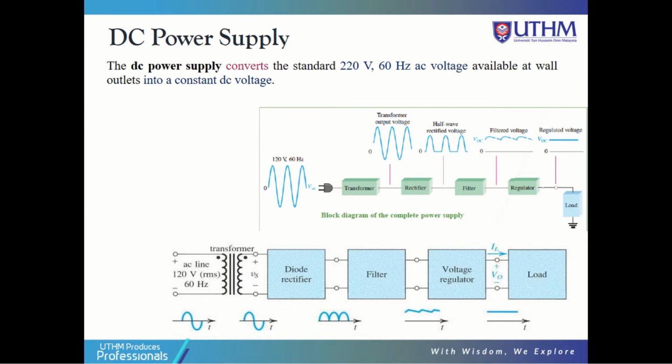Okay, for the next sub-chapter, DC power supply. The DC power supply converts the standard 220 volt 60 Hz. Okay, kita kalau Malaysia kita guna 50 Hz and 230 ataupun 240 volt. Voltage available at all outlet into a constant DC voltage.